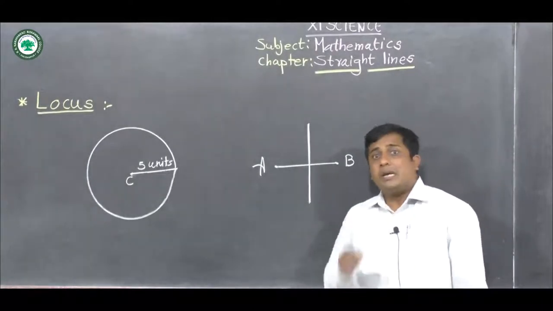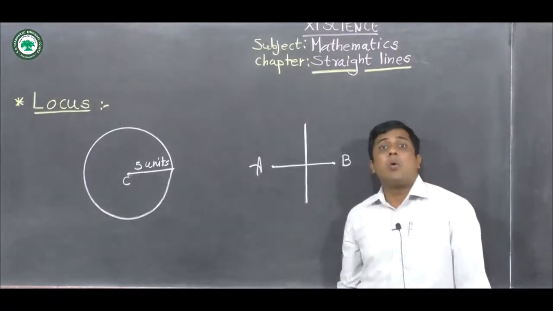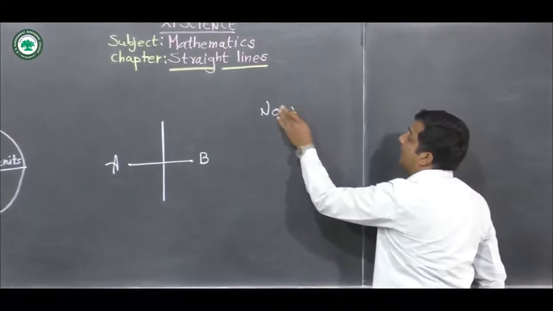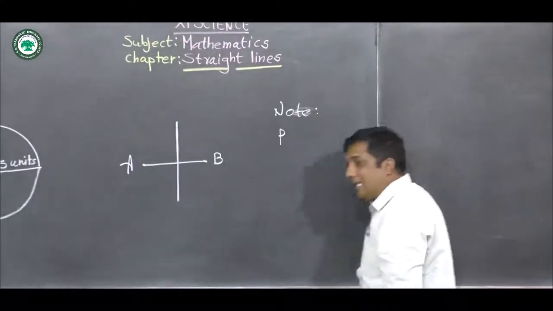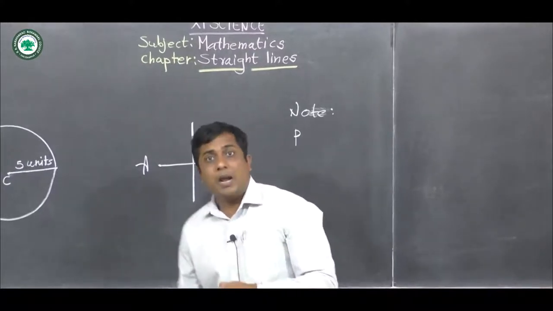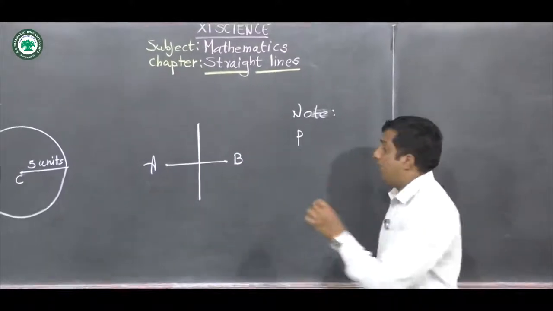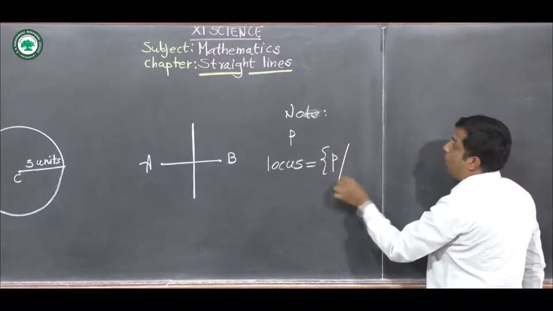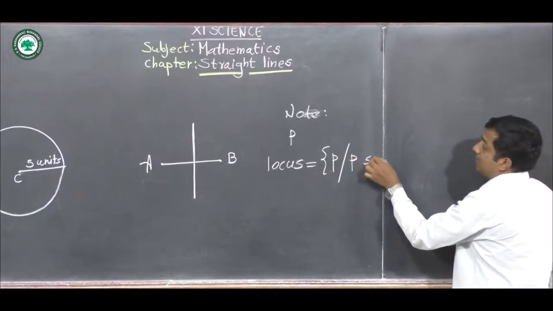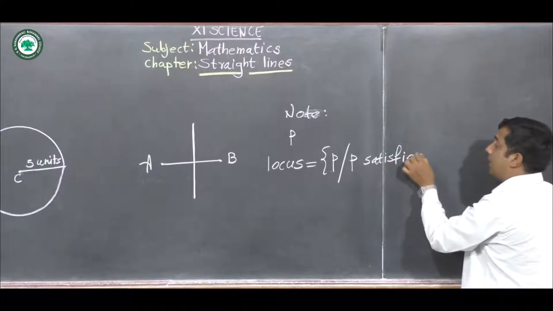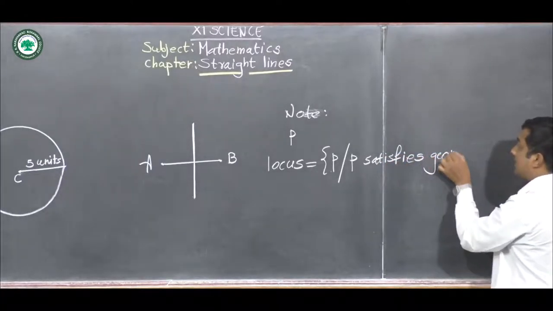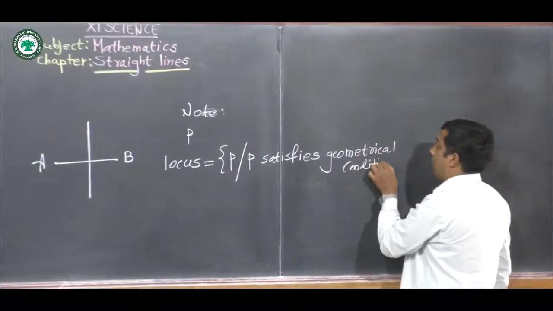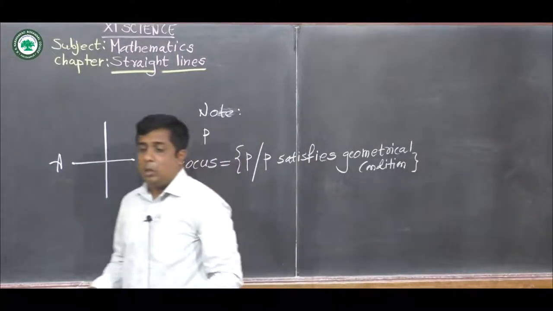Remember, in the locus we consider only a set of points. So note, let P be any given point on the locus, and we define the locus as the set of such points P, where P satisfies the geometrical condition. So we have defined locus.